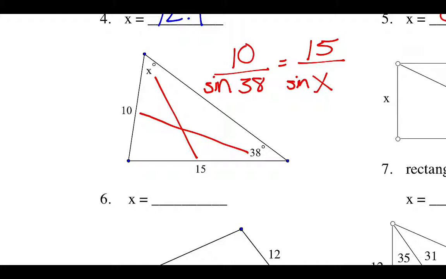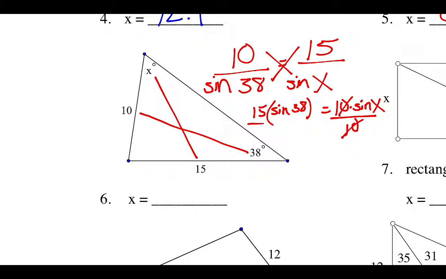I got to understand it's still just a cross multiply. 15 is going to multiply by the sine of 38. And 10 is going to multiply by the sine of x. So I just write that. Now I'm trying to figure out what x is. So the first thing I do is I divide 10 from that side to solve the equation. So I end up getting 15 times the sine of 38 divided by 10. And that should equal the sine of x.